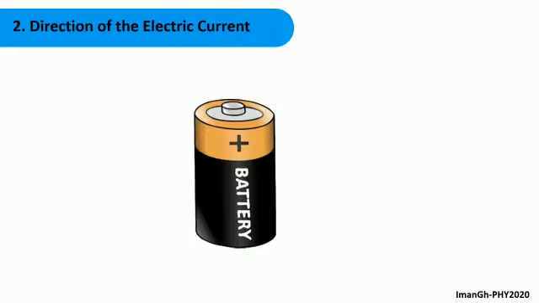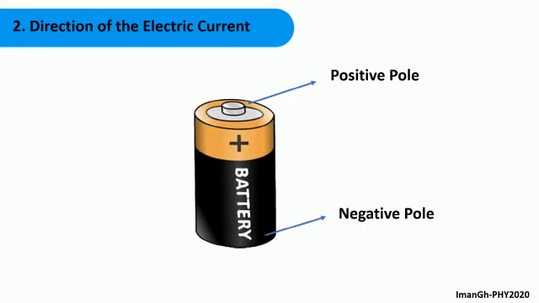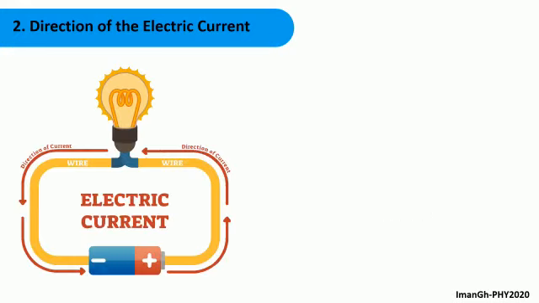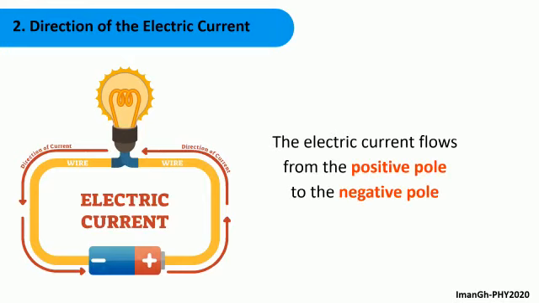As you remember, a dry cell has a positive and a negative pole. In a circuit, the electric current flows out from the positive pole to the negative pole of the dry cell, as you can see in the diagram.